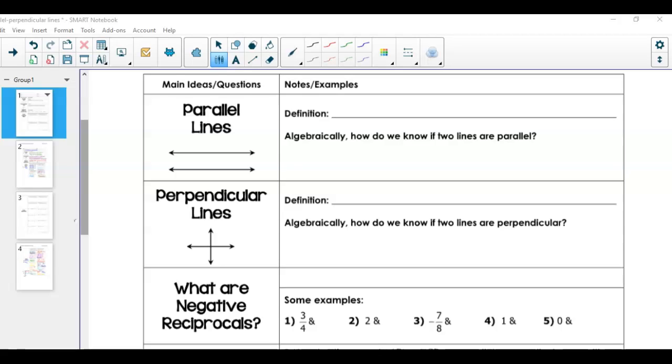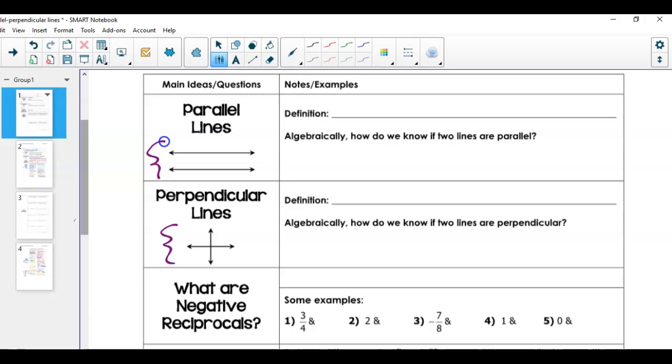Alright, in this video we're going to be talking about parallel and perpendicular lines. For your visual reference, this is what parallel lines look like, and this is what perpendicular lines look like. So first, let's talk about the definition.